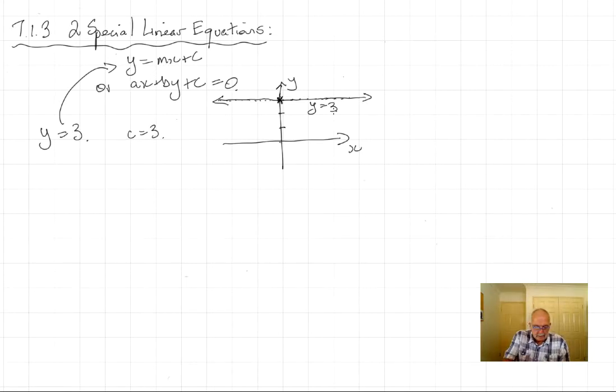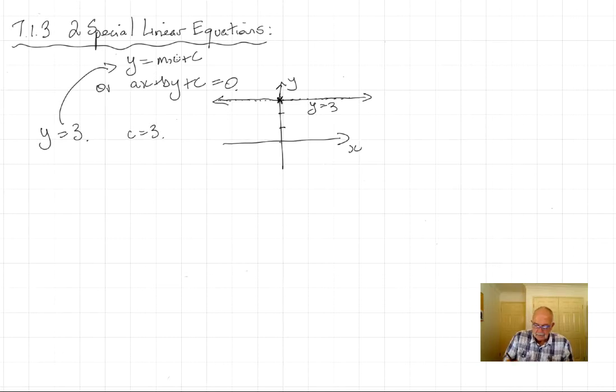If you like, you could think of it as m being 0. It's got no rise. It's got plenty of run as you go across, but there's no rise. So m is equal to 0. If you put m equals 0 in this, it doesn't matter what the x value is, 0 times whatever number is going to be 0, so you just get y equals c.